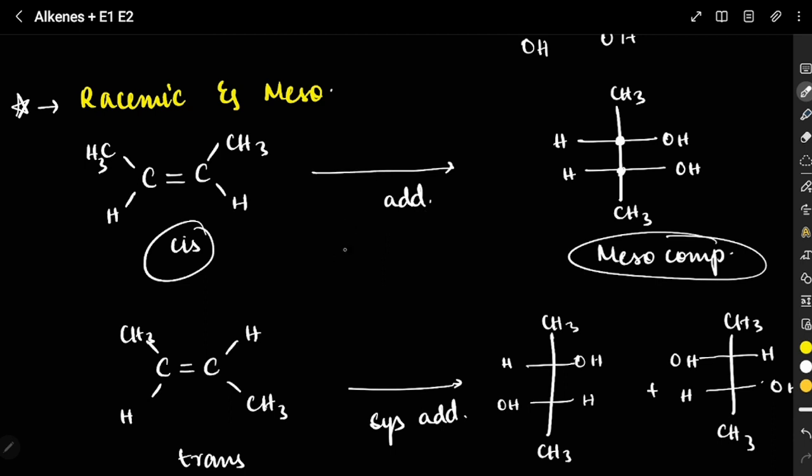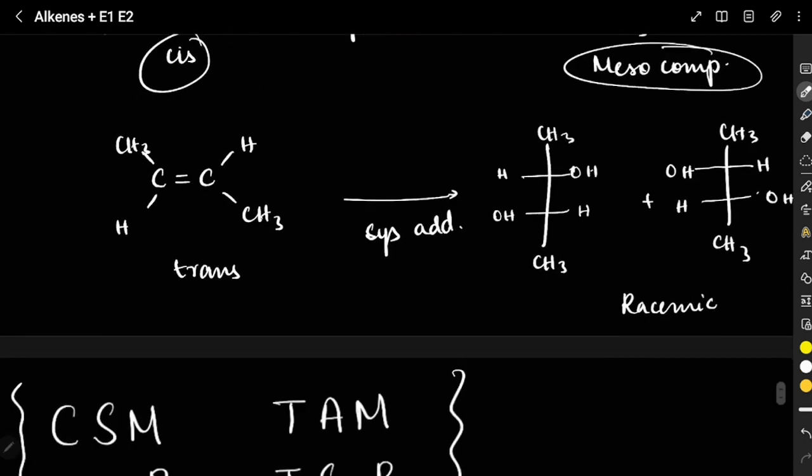And if you do the opposite one, anti-addition, then two compounds are formed. Two compounds formed means a racemic mixture will be formed, right? So in the alkene, OH will be formed like this, or OH can be formed like this. We are going to give importance to stereogenicity, like where the OH group is present.